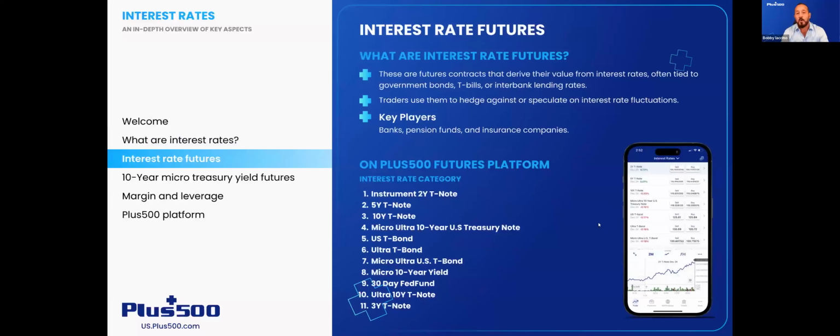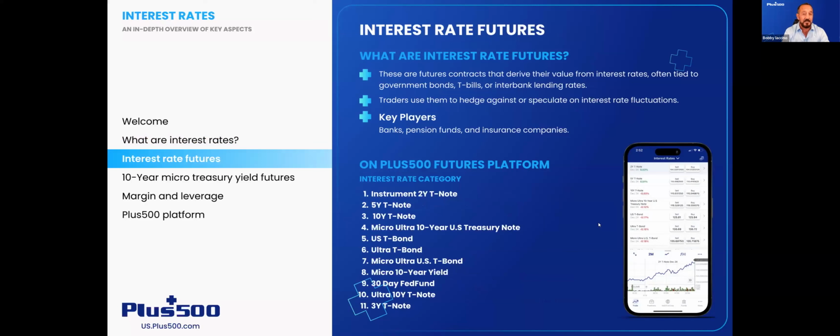Interest rate futures. So what are interest rate futures? They're futures contracts that derive their value from interest rates, and they're tied to specific products like government bonds, T-bills, interbank lending rates. We're not really going to cover interbank lending too much today. Traders use them to hedge against or speculate on interest rate fluctuations.